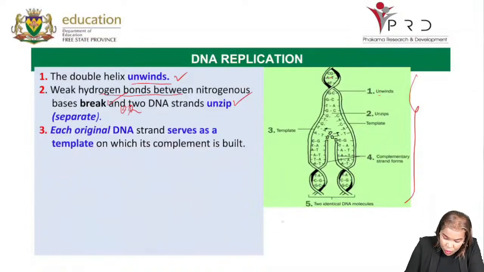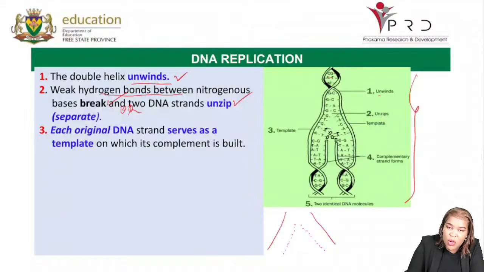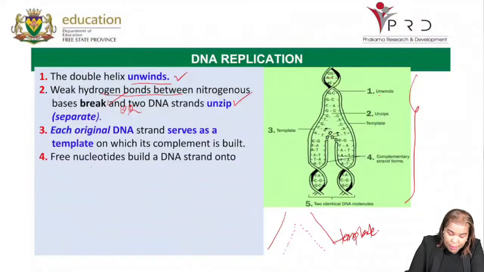Okay, let's say you have this old strand, this old strand. They are open like this. So when they are open like this, they open a chance to have a new strand forming here and a new strand forming here. This is what we mean when they say they act as a template. Right. Free nucleotides build a DNA strand onto each of the original 2 DNA strands.